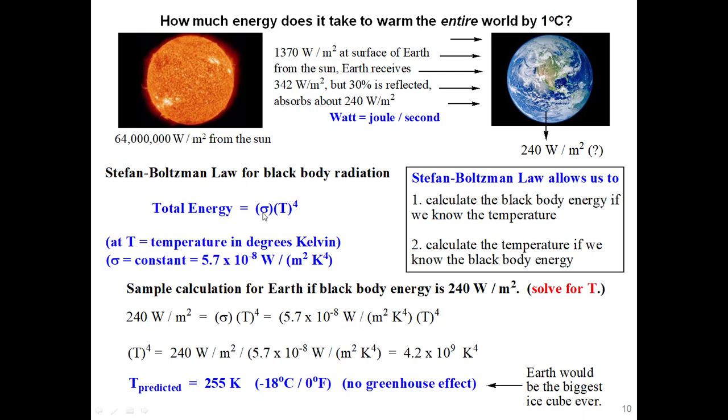Energy, constant, very small number, constant, and temperature. So in this case, we know the energy. We're going to solve for the temperature, take the fourth root, and we get a temperature of 255 Kelvin. Now, none of us really think in Kelvin.